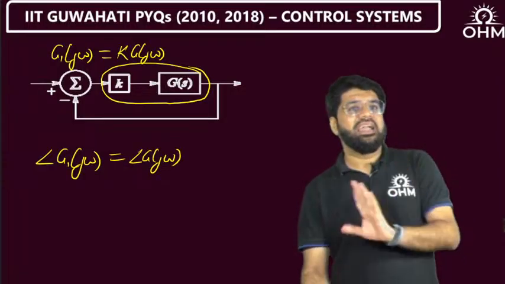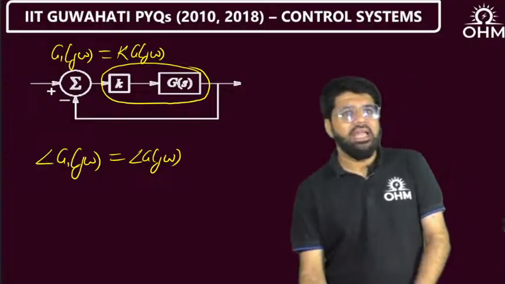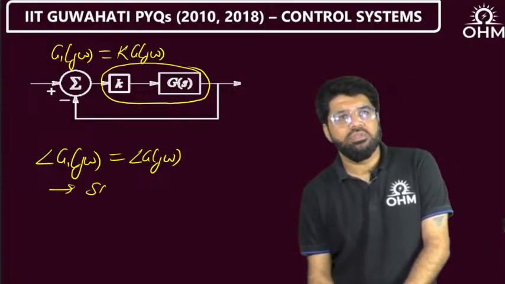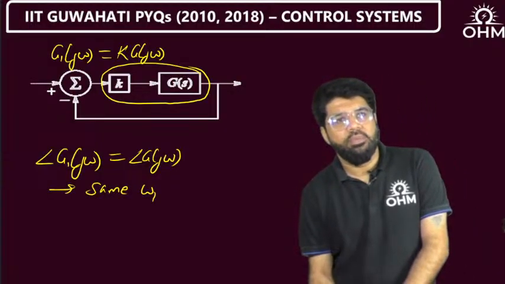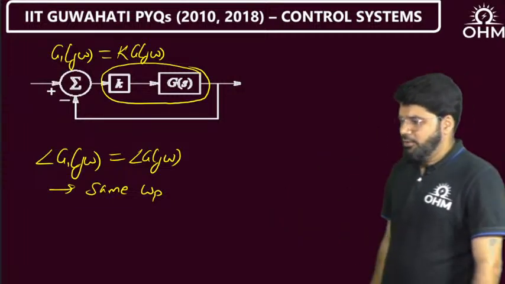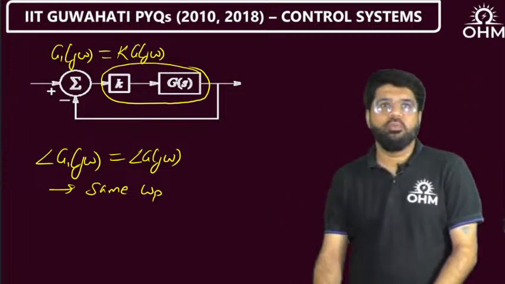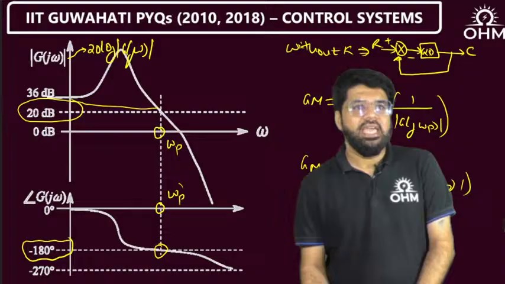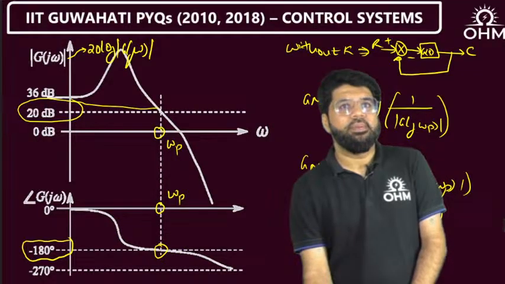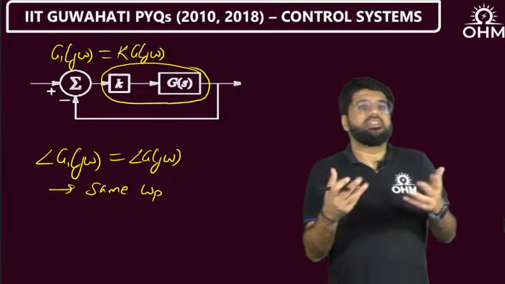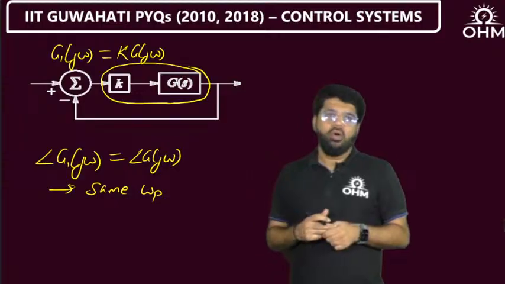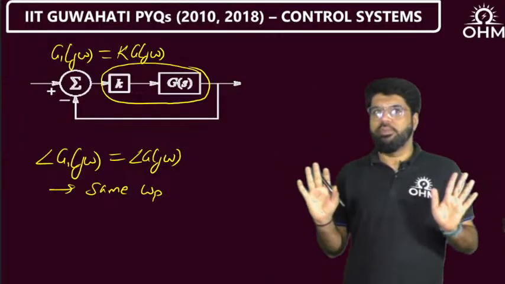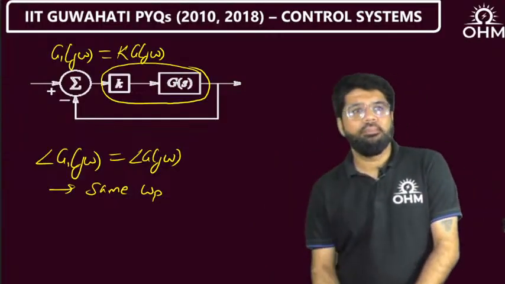Because the angle expression has to be the same, what can you say? There has to be the same omega p, the phase crossover frequency. The phase plot will remain the same, because omega p depends on the phase. Omega p is the frequency at which the phase is 180 or minus 180 degrees. So there is no change in the phase expression, and the same omega p. But what about the magnitude?